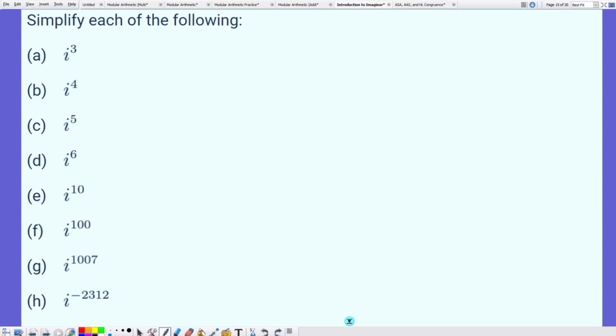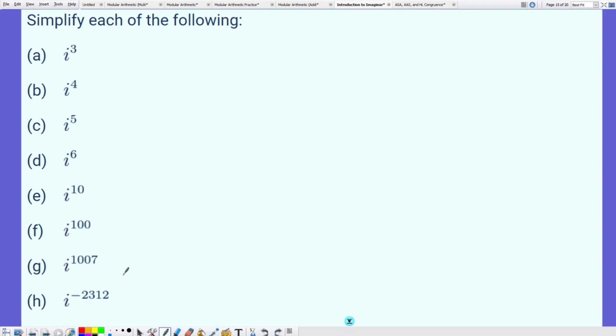Hello, everyone. So, now what we're going to be doing is seeing, honestly, quite an interesting property of these imaginary values, and seeing a certain pattern that emerges when we deal with them. It asks us to simplify each of the following.